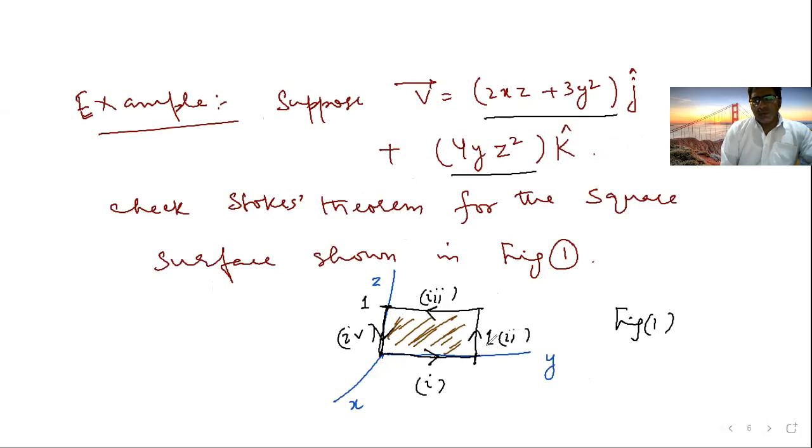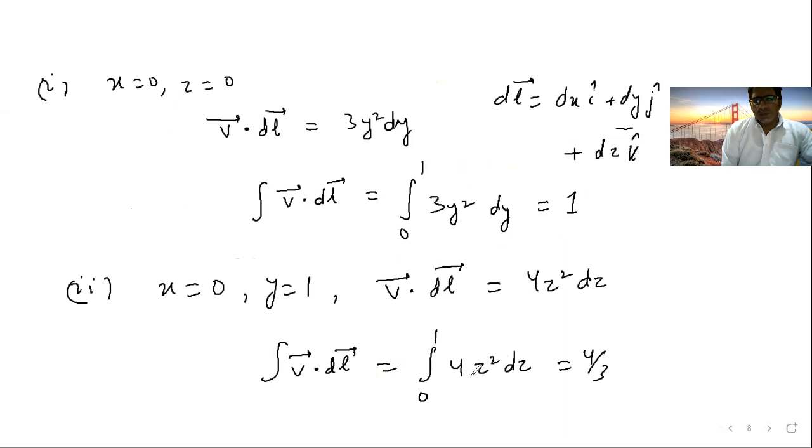I am moving along the z direction. So dl will have only a z component, and the z component of v is 4yz square, right? In the integral it remains 4z square because y is 1. Then evaluating this integral will yield 4 by 3. Then the third piece.